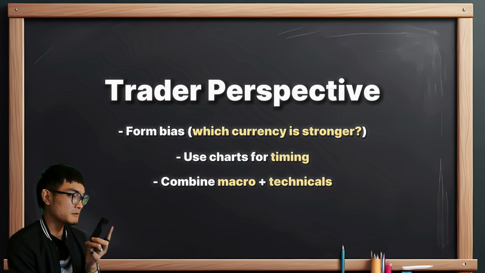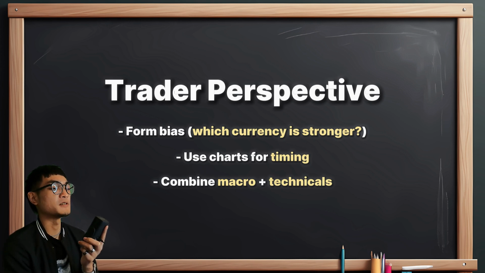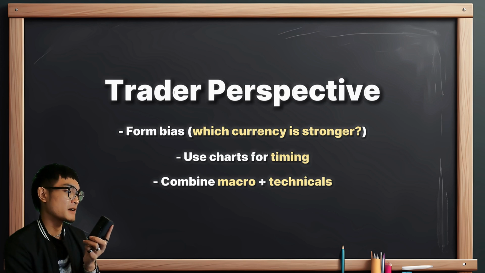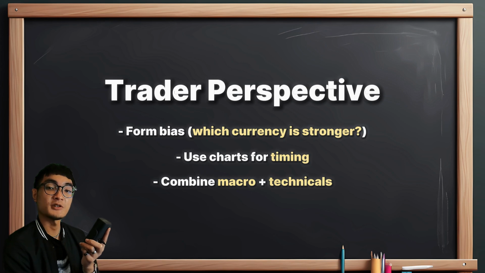From a trading perspective, your goal is not to understand every single detail perfectly. It's to understand enough to form a logical view. For example, if US interest rates are rising while Europe is slowing down, you might expect the US dollar to strengthen relative to the euro. That gives you a directional bias. Then you use charts to time your entries.